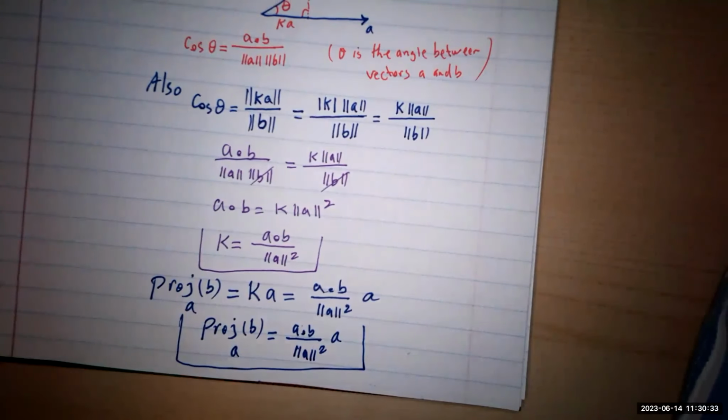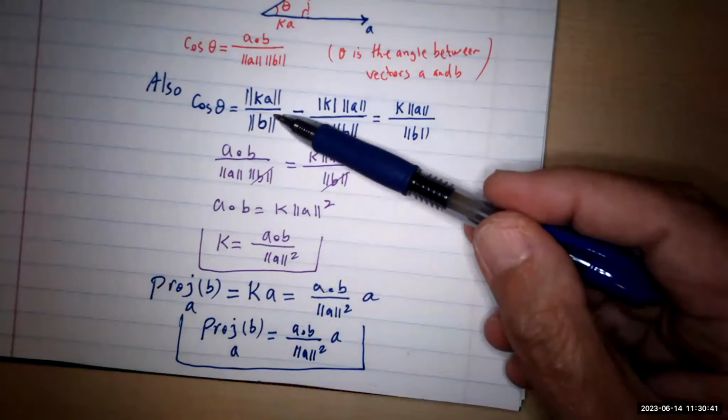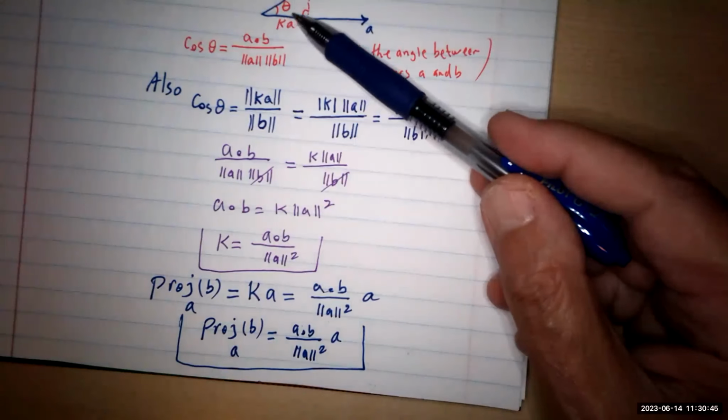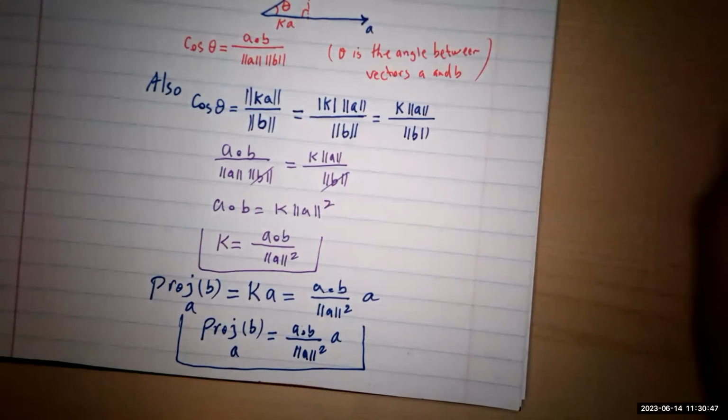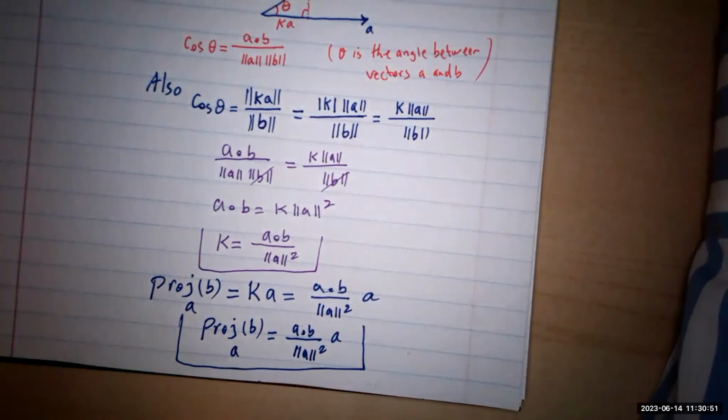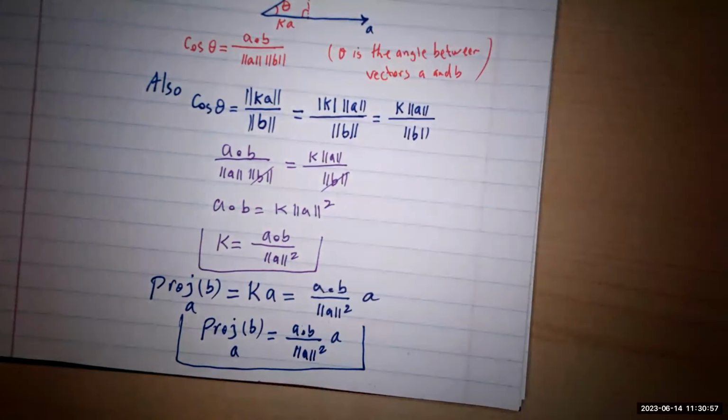Okay, so where did I get the equation in the blue again? This one, I just used the definition of a cosine in a right triangle. Definition of a cosine: the cosine is the adjacent over the hypotenuse. So it's nice to know the relationship that we're going to have.